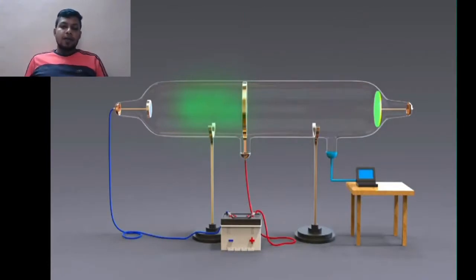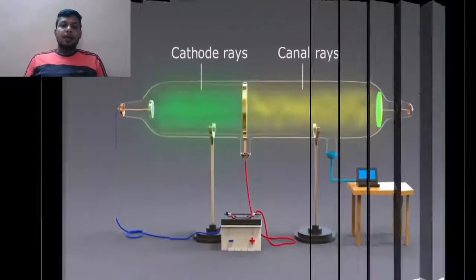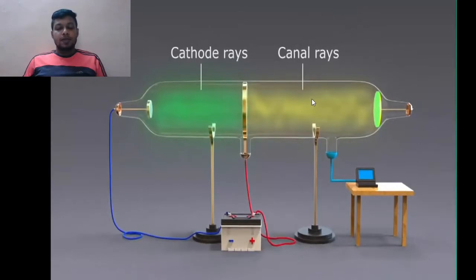On passing the electric discharge, rays were observed which traveled in the direction just opposite to the cathode rays. Here you can see these are the cathode rays, but there is one more set of rays, which was attracted towards the negative plate. The electrons are attracted towards the positive plate.